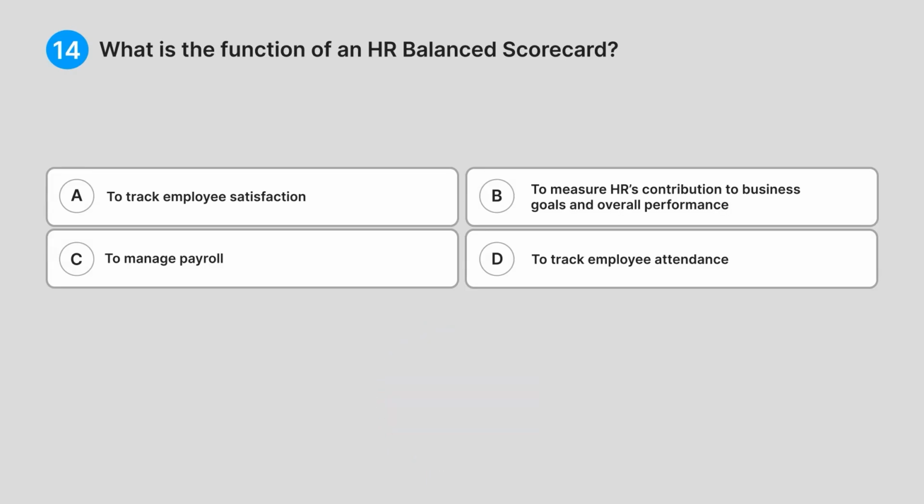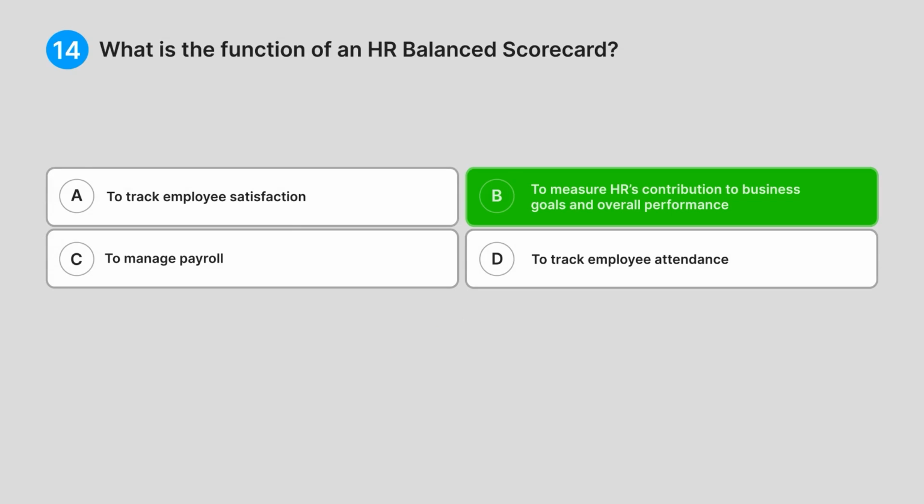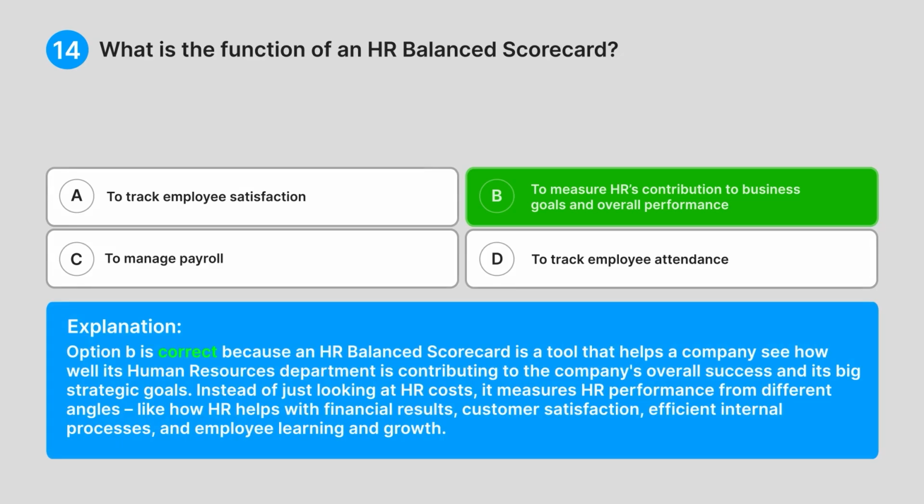Correct answer. B. To measure HR's contribution to business goals and overall performance. Explanation. Option B is correct because an HR balanced scorecard is a tool that helps a company see how well its human resources department is contributing to the company's overall success and its big strategic goals. Instead of just looking at HR costs, it measures HR performance from different angles, like how HR helps with financial results, customer satisfaction, efficient internal processes, and employee learning and growth.